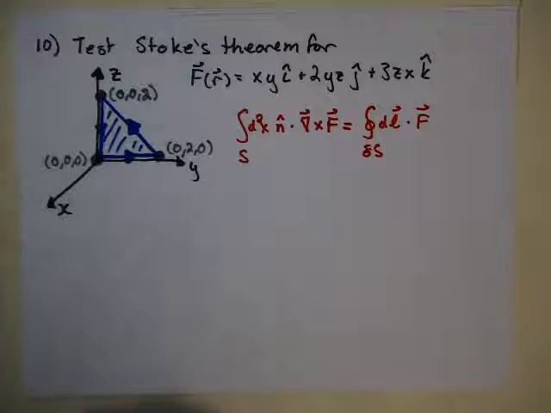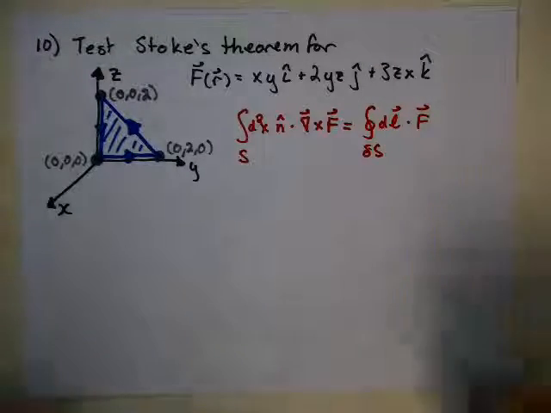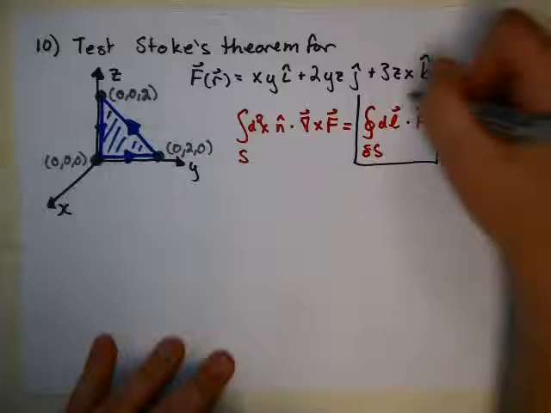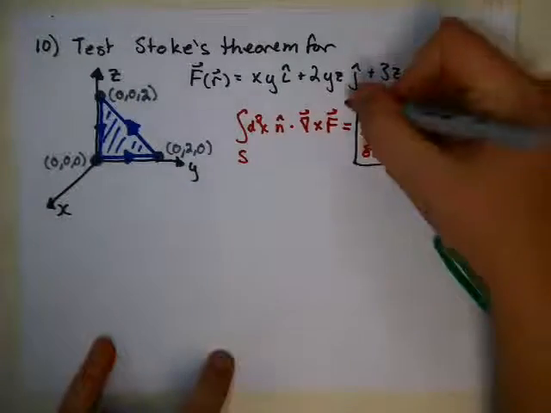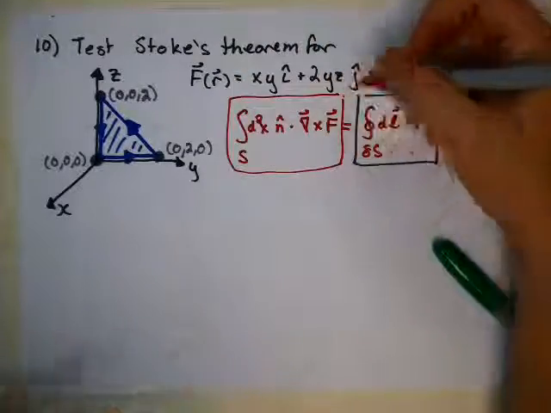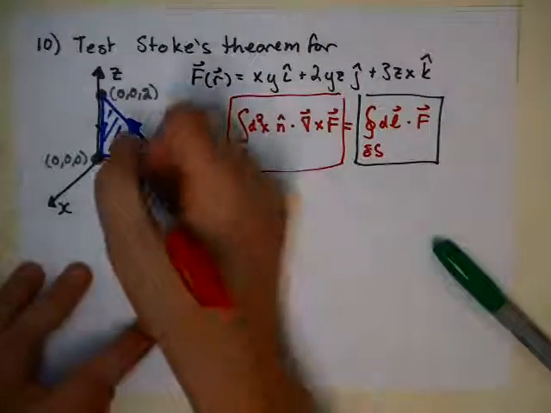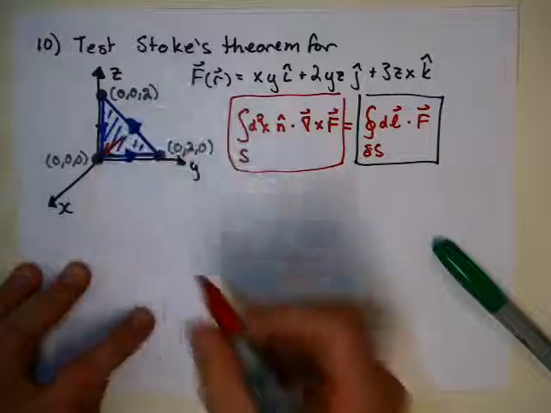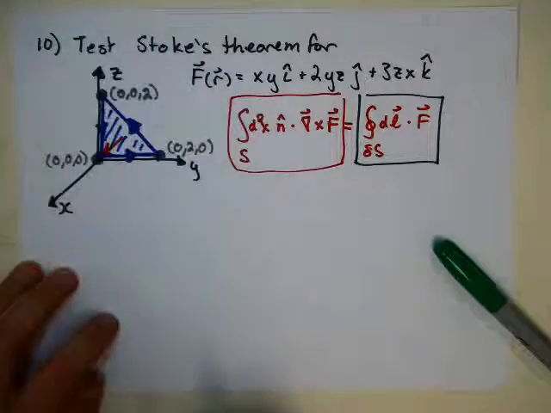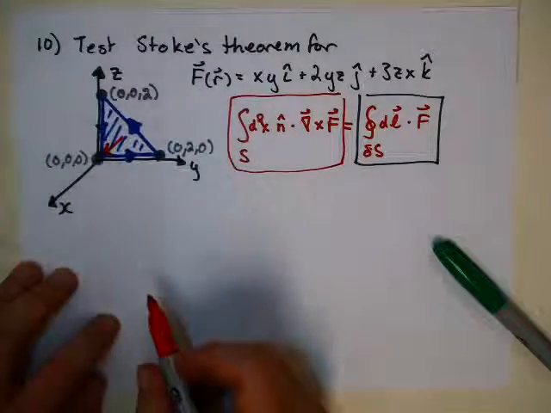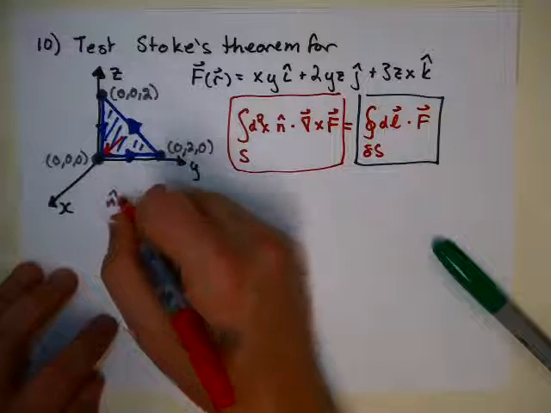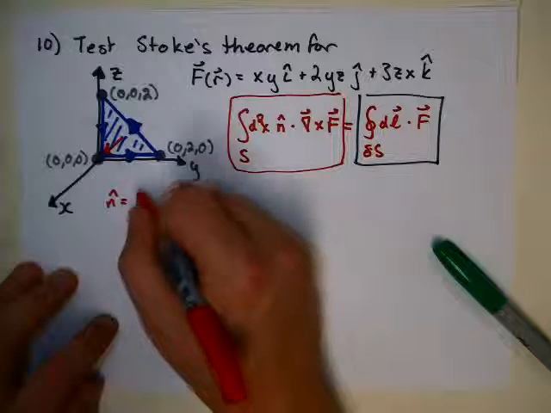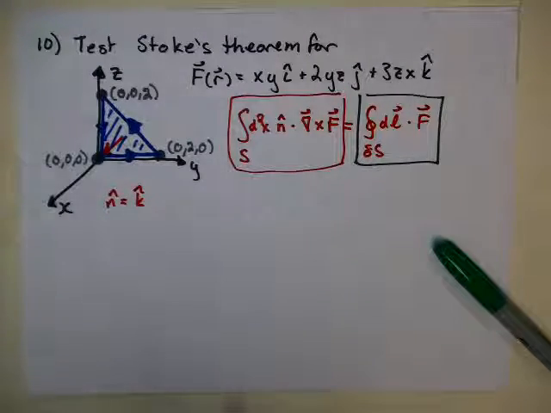So in order to test this, we have to evaluate both sides. I'm going to do the left-hand side in red and the right-hand side in green. For the left-hand side, first we will use the right-hand rule, and the arrows which are already drawn on our edge give us that the normal, our n hat for the surface, is in the k hat direction.